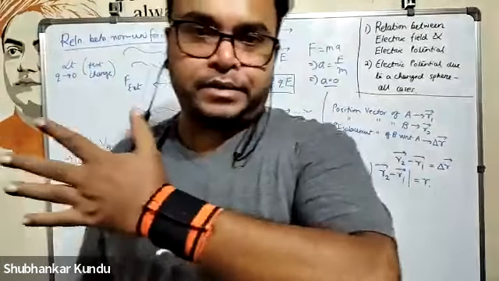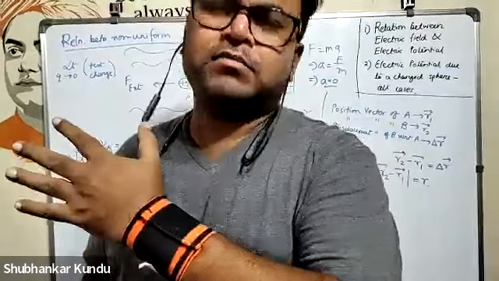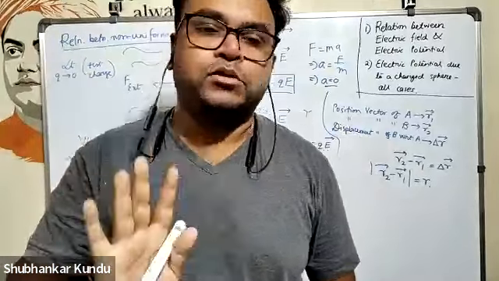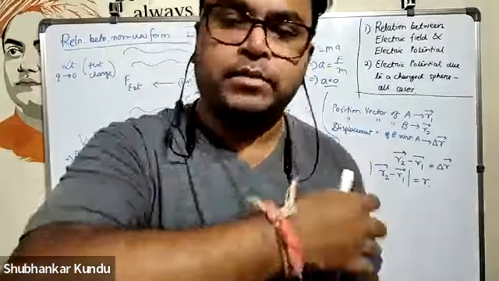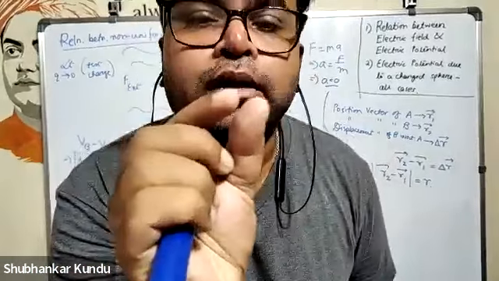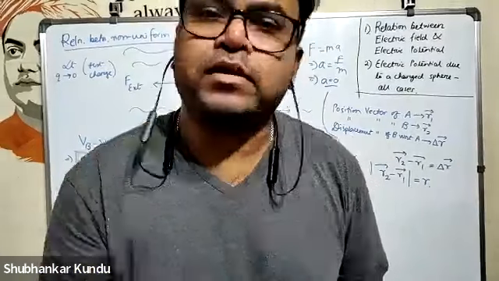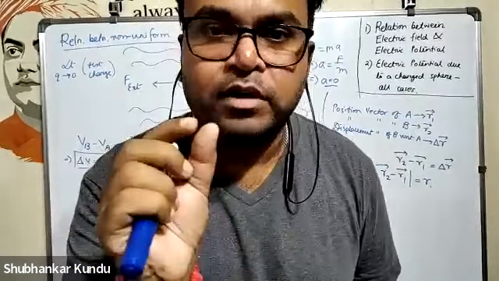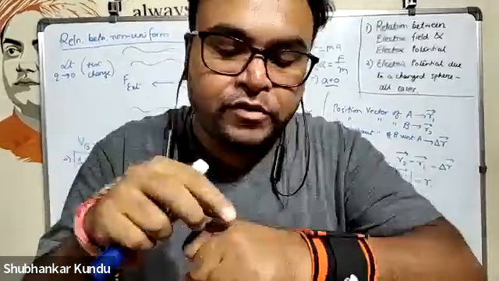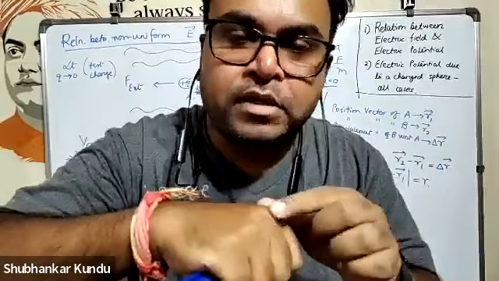Let me consider this hand. My body is made up of trillions of cells. Suppose the number of cells in my hand is 100, in my face 200, in this hand 300. But in a very small area, throughout my body, the number of cells will be the same. If I take a very small portion of my body, the number of cells here will be equal to the number of cells here.